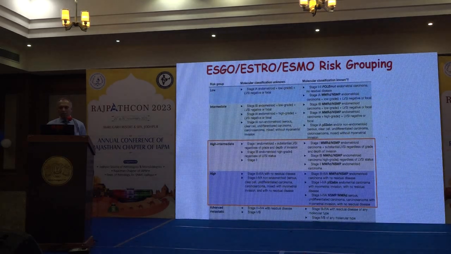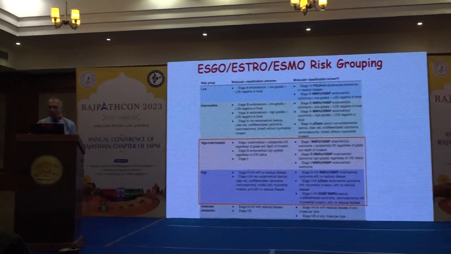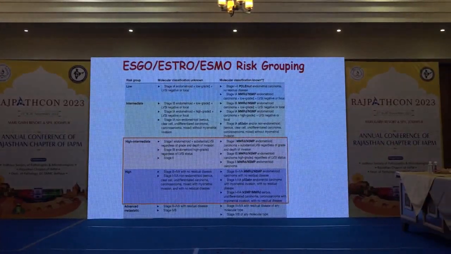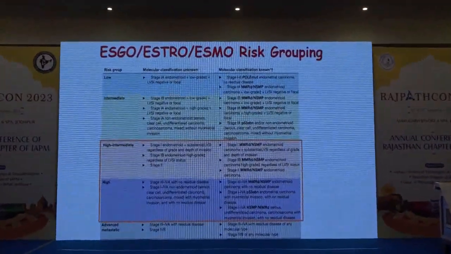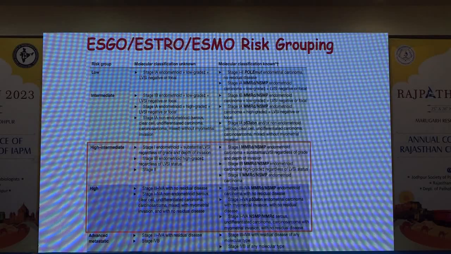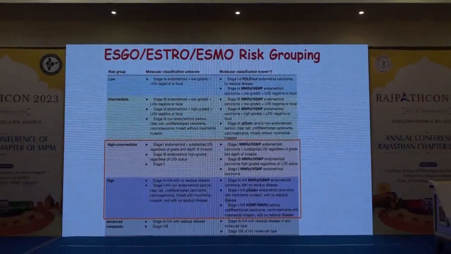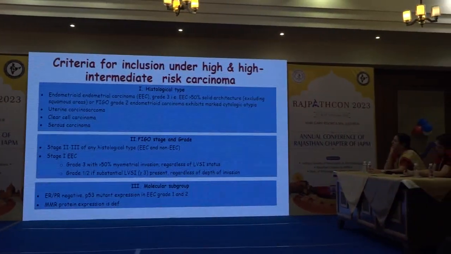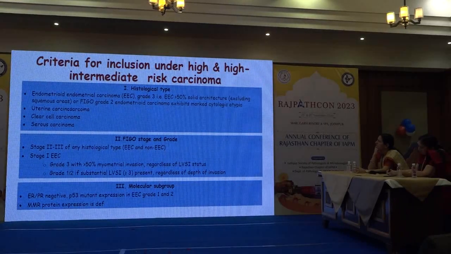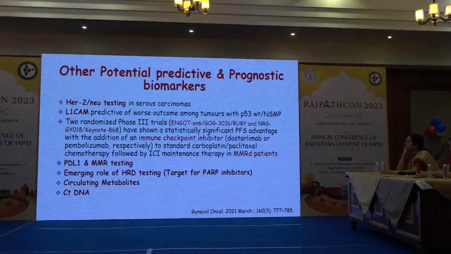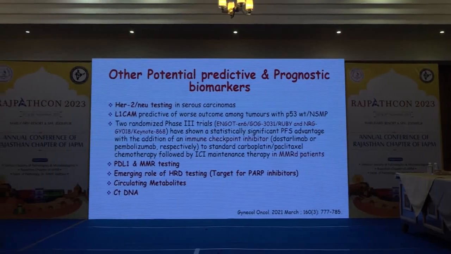And this is the risk grouping, as was being discussed in the context of thyroid. This is the ESGO-ESTRO-ESMO risk grouping, in which they have used terms like low risk, intermediate risk, high intermediate risk, high risk, and advanced metastatic. So your clinicians will treat based upon all the parameters which you give in your report, and there are various criteria for inclusion in the high and high intermediate risk. They are well given in journal articles, you can go through them.